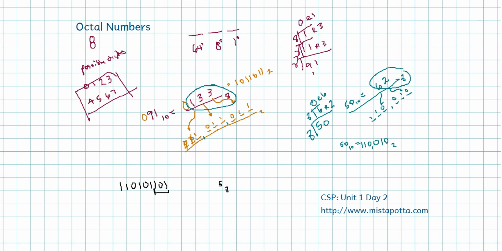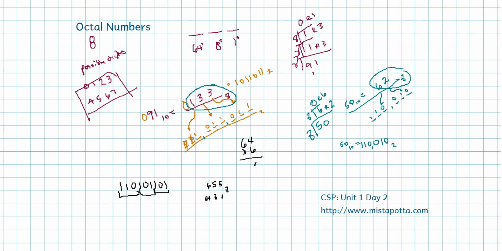If I look at this next set, there's another 101. That's another 5. And then I've got this 110. That's a 6, because 4 plus 2 plus nothing. And so now I can look at this. I know this is my 1 spot, this is my 8 spot, and this is my 64's spot. So if I look at 64 times 6, well, let's see.